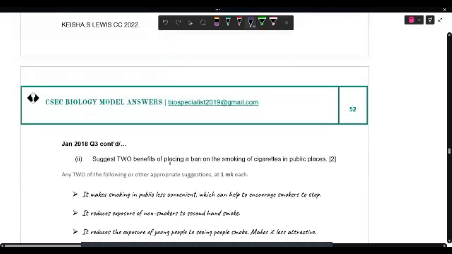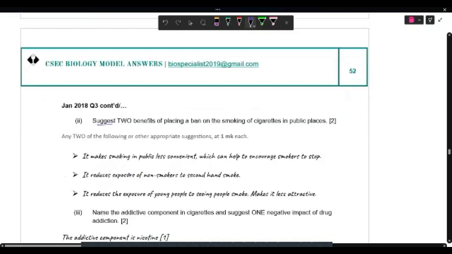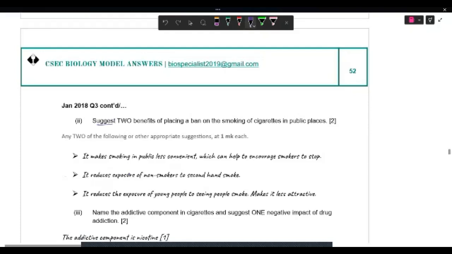Then we have benefits of placing a ban. So it's a suggestion. So any appropriate suggestion that makes sense, that's reasonable, that's relevant, you will get the mark for it. There's no set number of answers that you have to meet, right? They may have suggested answers like what I have here, but if you come up with other answers that are reasonable, you would get the mark for it.